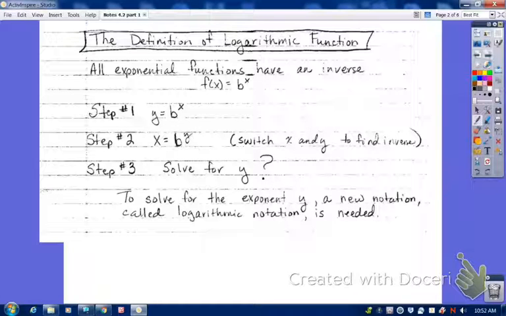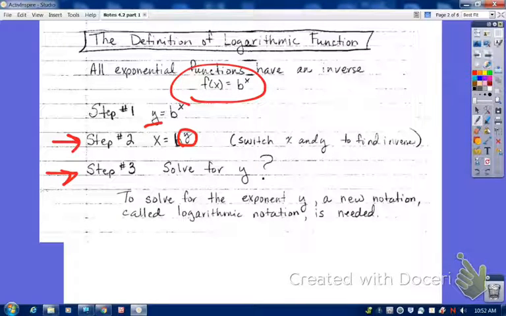If we had f of x equals b to the x, and f of x is really a y, so we just rewrote that as y equals b to the x in step 1. We switch the x and the y in step 2 to find the inverse of our exponential function. Then we get x equals b to the y, and then we usually solve for y. But we can't solve for y in this equation because it's an exponent, and that's where logarithms came from. They came from inverses of exponentials, and that's why we have them.